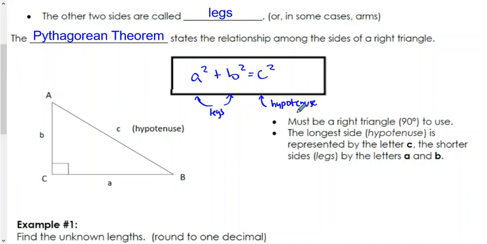In order to use this formula, we have to make sure that we do have a right triangle. So there has to be a 90-degree angle in order to use it. And that 90-degree angle is always across from our C side. Okay, so the C here.